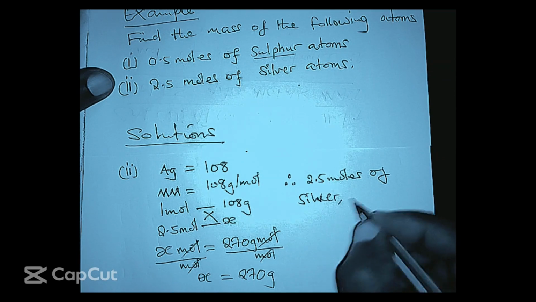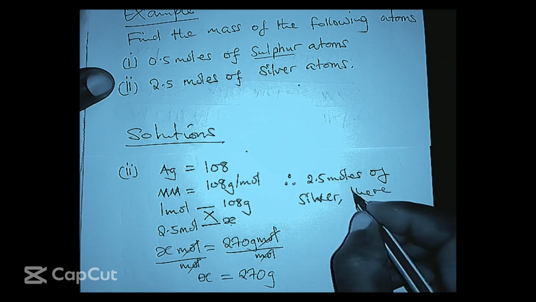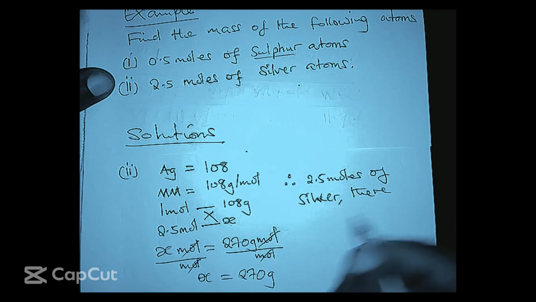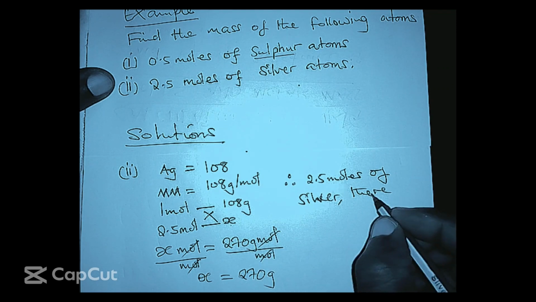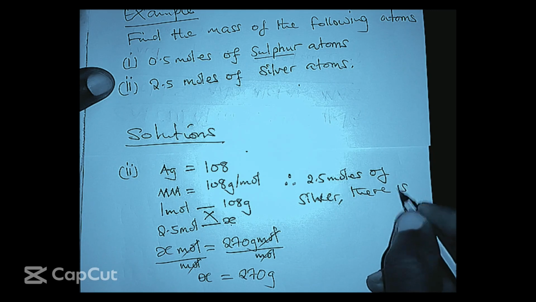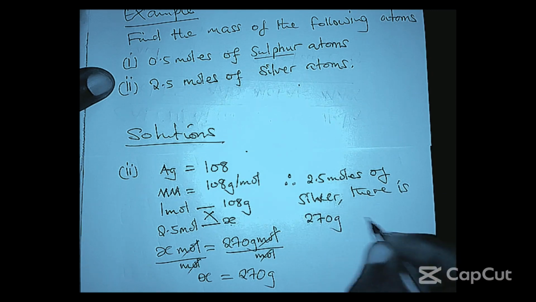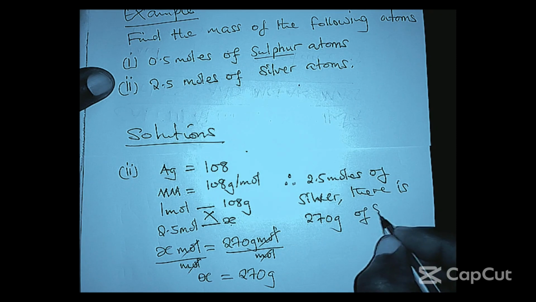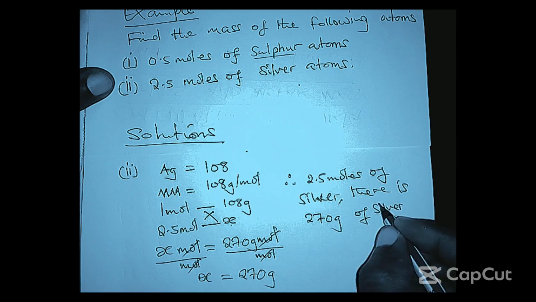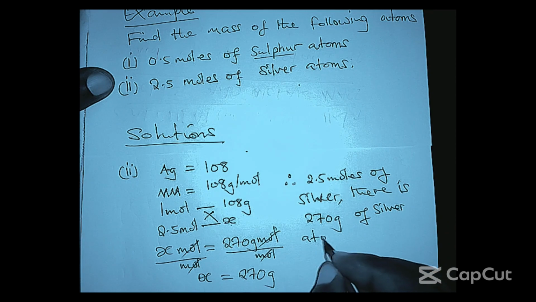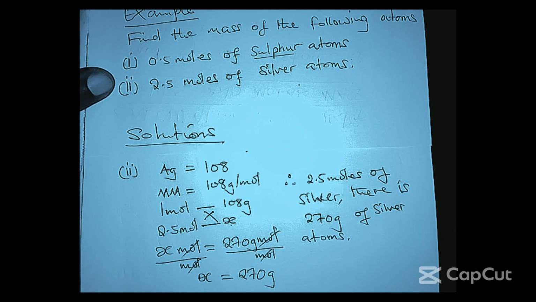there is 270 grams of silver atoms. Okay, so this will be the mass.